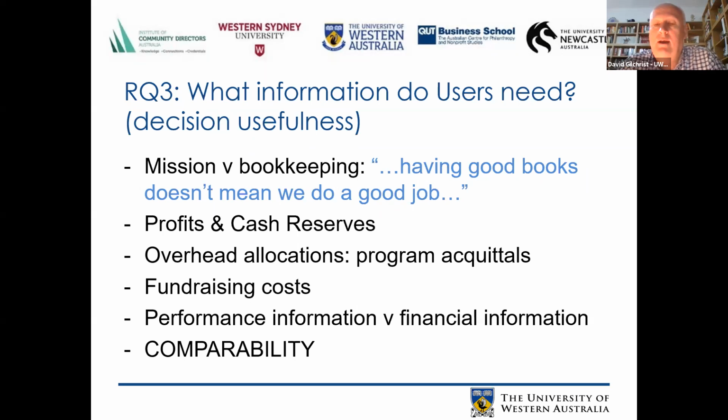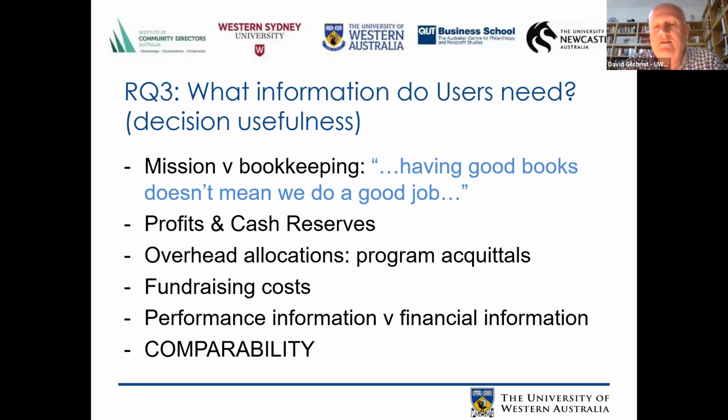The other problem that these participants identified was the issue of overhead allocations. When you are acquitting to specific funders, you need to be able to allocate a proportion of your overheads to those programs. But there is no set, agreed way to do that, and that presents some significant reporting problems for preparers and also for users. Fundraising costs also raises an issue. How you define fundraising costs and how you allocate them was identified as a problem from a user's perspective.